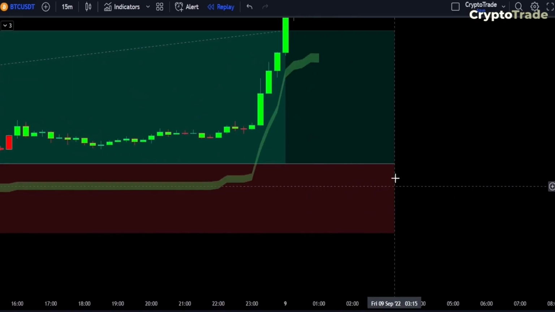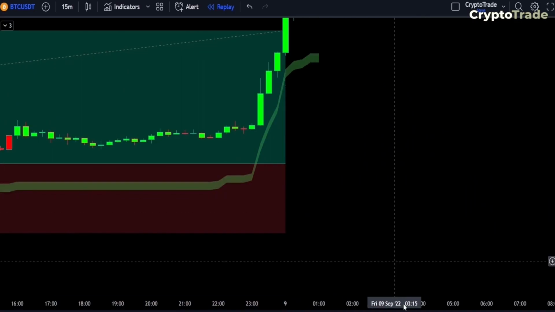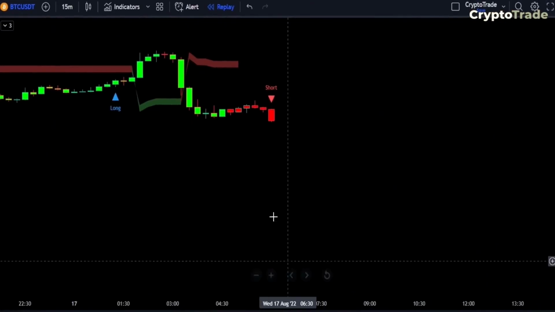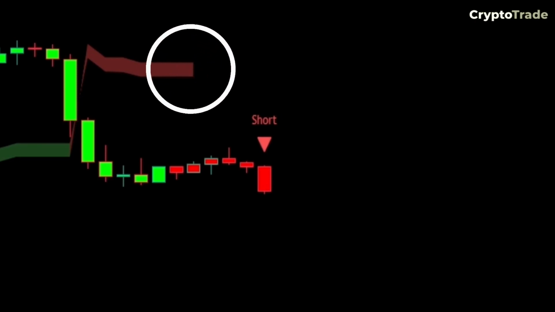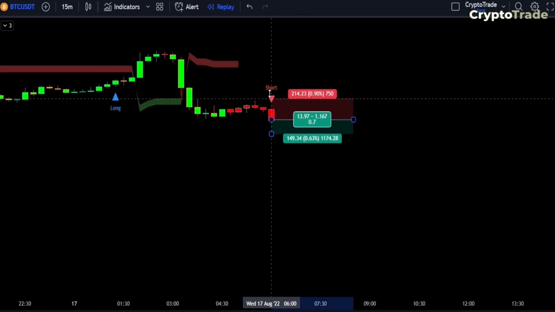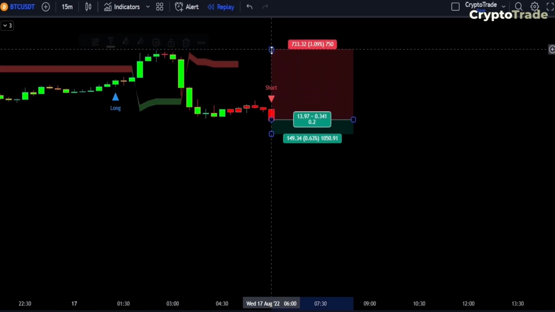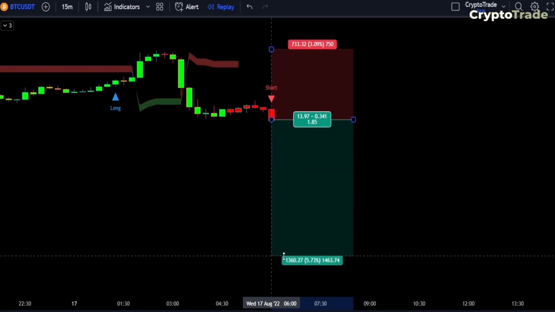The market has reached the target and the trade has been successfully closed. Let's look for next trade. A red triangle appears. Candles are red. Black flag indicator is red. As these conditions are met, place a sell order at the close of the candle. Place stop loss above the nearest swing high. The risk to reward ratio will be set to 1 to 2.